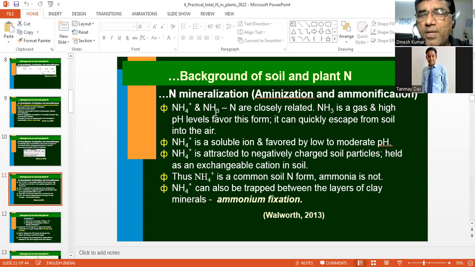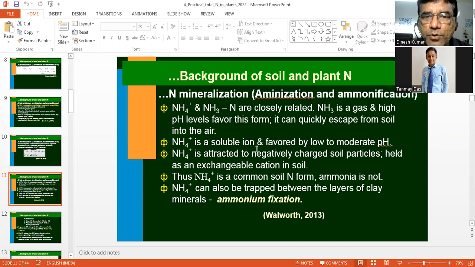Ammonium and ammonia, you know, your ammonia is formed. So whether it will stay as ammonia or it will be converted to ammonium. Ammonium and ammonia nitrogen are very closely related. Ammonia is a gas, and at high pH levels it favors this form, ammonia. If your pH is high, ammonia volatilization is high. So it favors this form. High pH favors the ammonia form, and it can quickly escape from soil into the air.